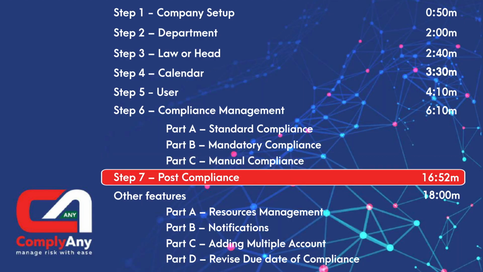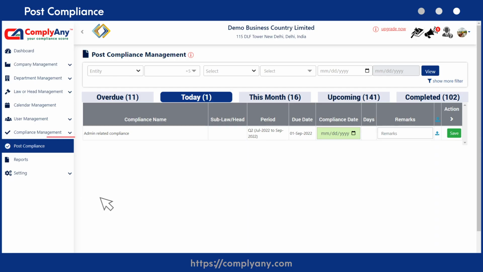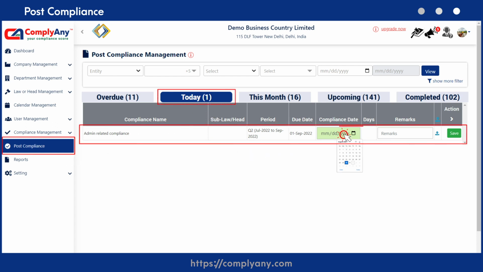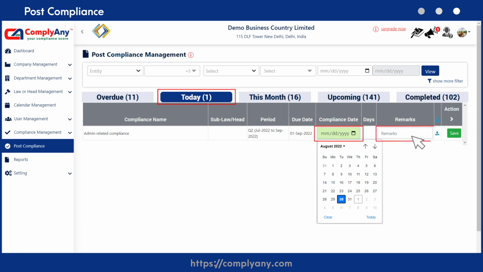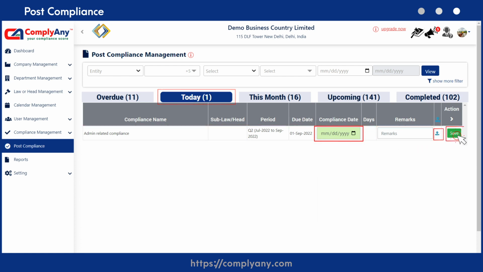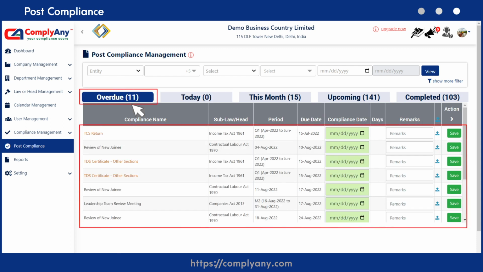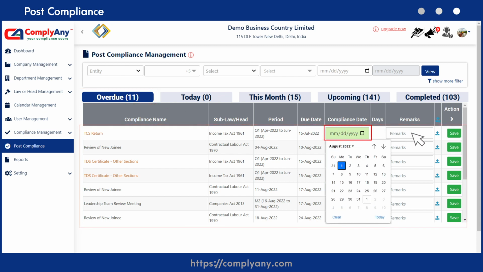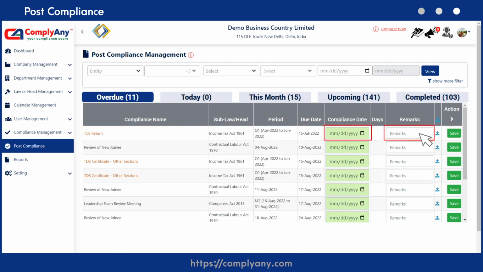Step 7. Post compliance. Post compliance module is very critical and very simple. If any compliance is due today, it will show list. User just needs to select compliance date, enter remarks if any, upload any evidence and save. If any compliance related to date prior to today's date and not completed yet, list will show under overdue. User just needs to select compliance date. Since these are late, remarks are mandatory. Upload any evidence and save.